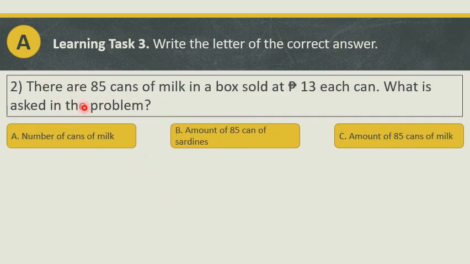Okay, for number 2, there are 85 cans of milk in a box sold at 13 pesos each can. What is asked in the problem? So, ano pang hinahanap sa problem natin? So, is it the number of cans of milk, the amount of 85 cans of sardines, or the amount of 85 cans of milk? So, dito, tinutukoy kasi dito, parang yung magkano lahat. So, kung kada isang lata or isang can ng milk ay 13 pesos, eh may 85 tayo, so magkano lahat yon. So, dito, ang tinatanong is yung amount of 85 cans of milk. So, yun po ay letter C.